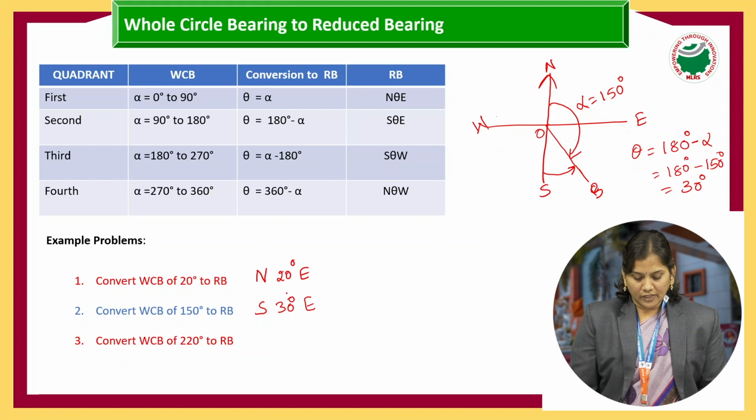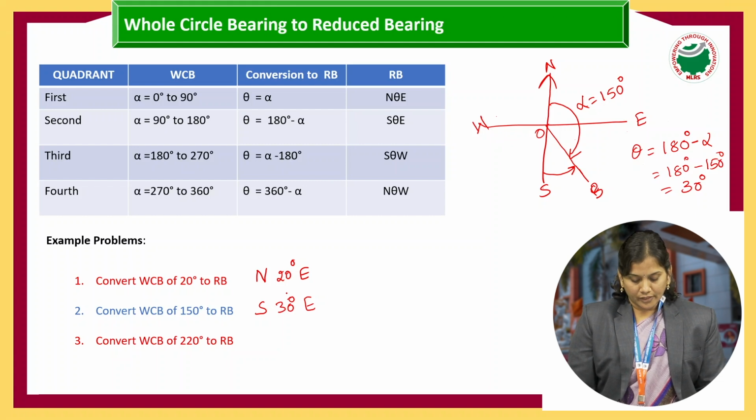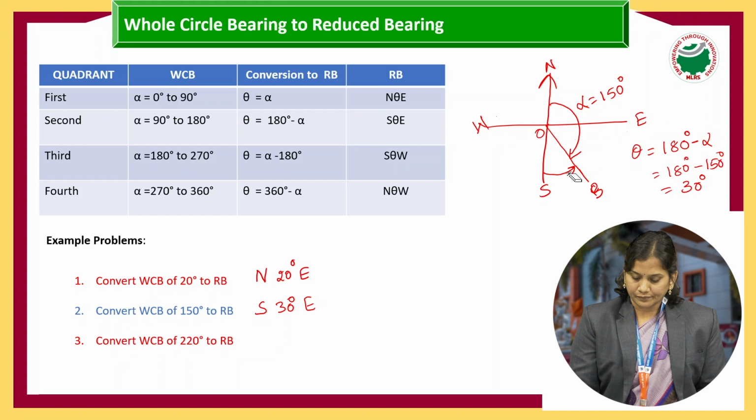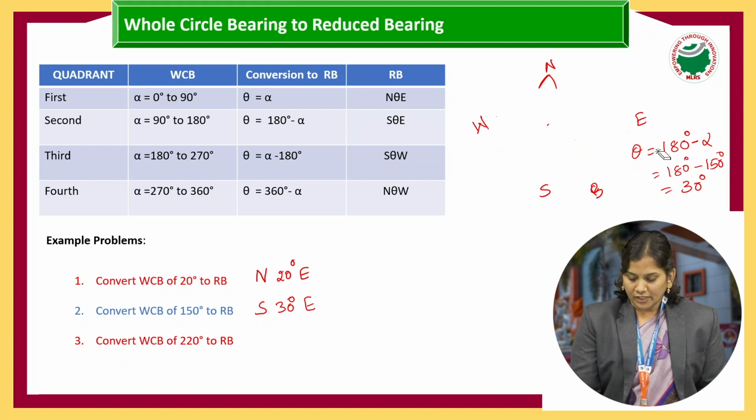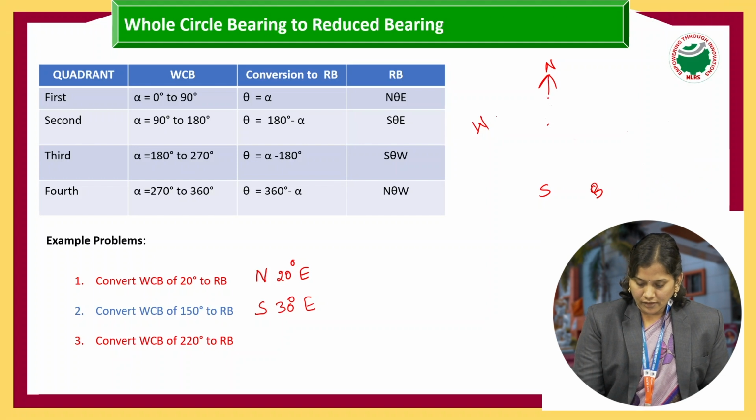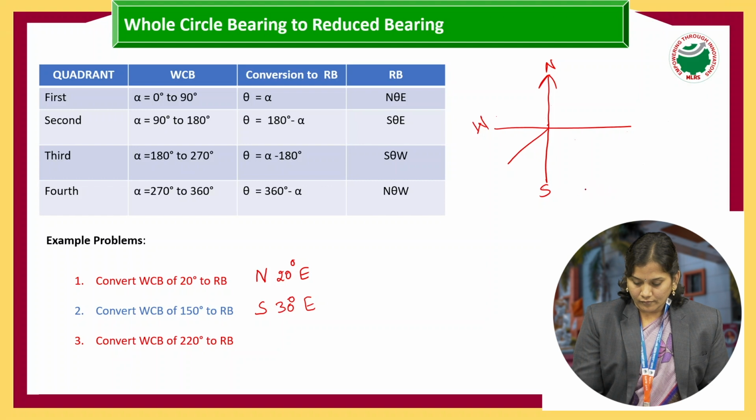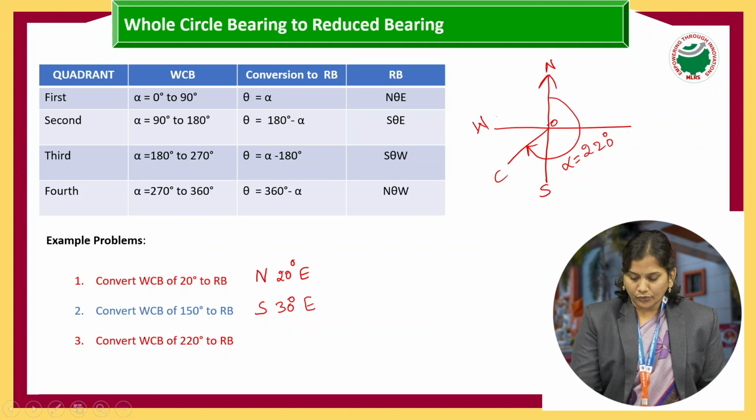And next one, convert whole circle bearing of 220 degrees to reduced bearing. 220 means, in which quadrant our survey line is? Our survey line is in third quadrant. Angle is 220. Which angle? This is whole circle bearing, that is alpha. Alpha equal to 220 degrees.